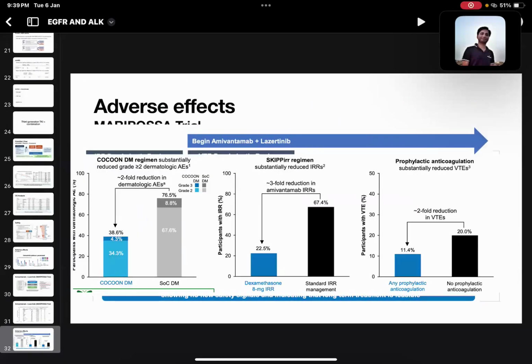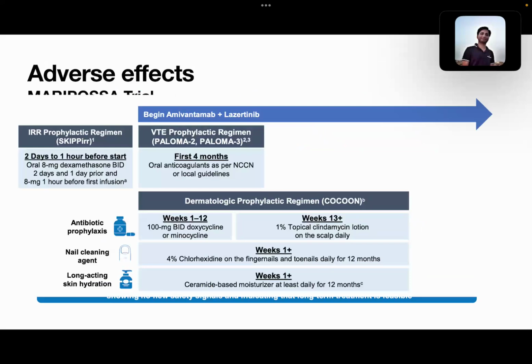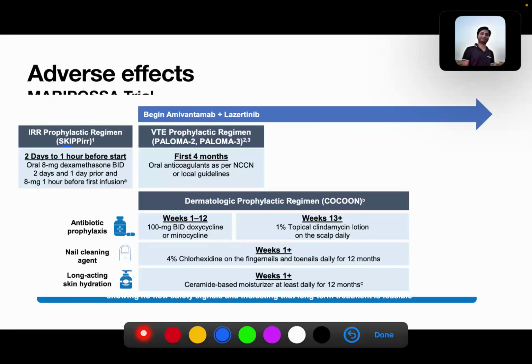To further decrease the toxicity, you have what is called the SKIPPER protocol and the COCOON protocol. You can give oral dexamethasone 8 mg BD for 2 days and 1 day prior. So you can start giving the drug on day -1 and day 0, 8 mg BD. And then on the day of the infusion, you give 8 mg again 1 hour before the infusion, and that can significantly decrease the infusion reactions.